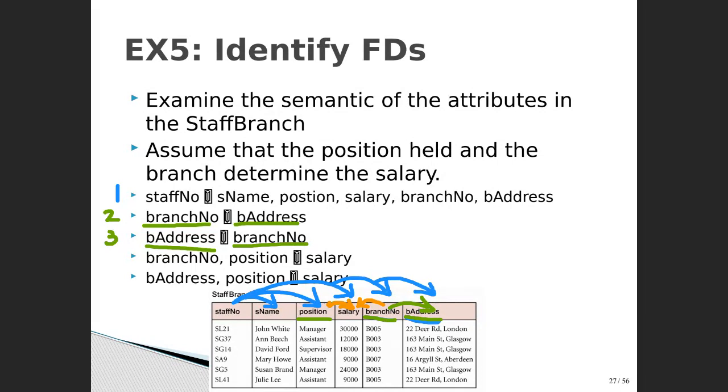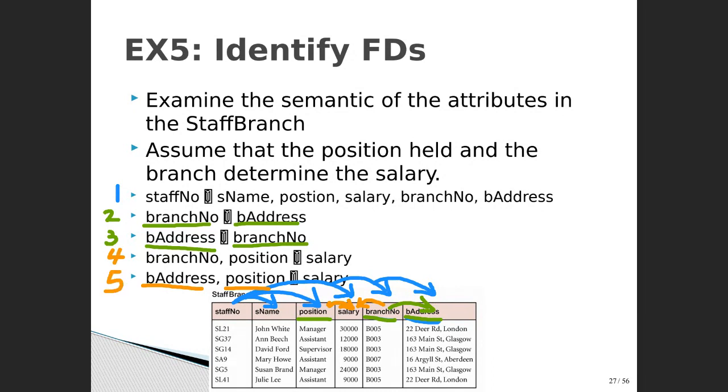In case the enterprise has another policy about salaries based on the branch number, both branch number plus position will be the determinant for the salary. Again, when we say that branch number and branch address can be determinants for each other, we can say also branch address and position determines salary. So this is how we can identify the functional dependency based on the relationship among the attributes.